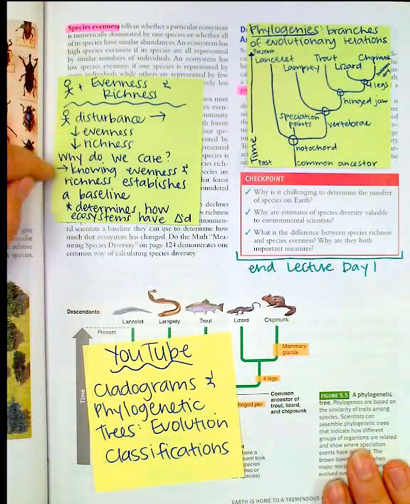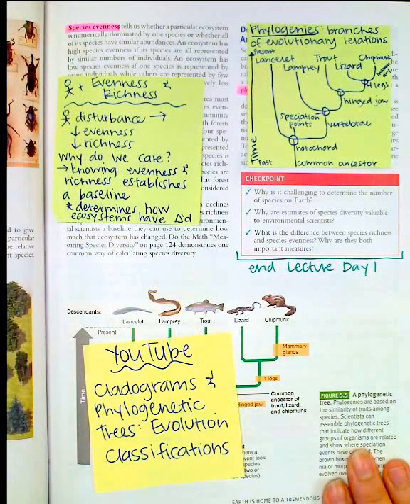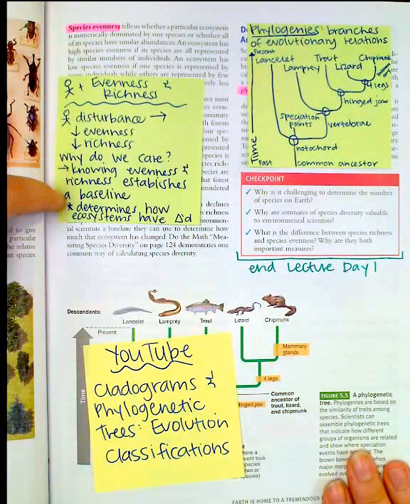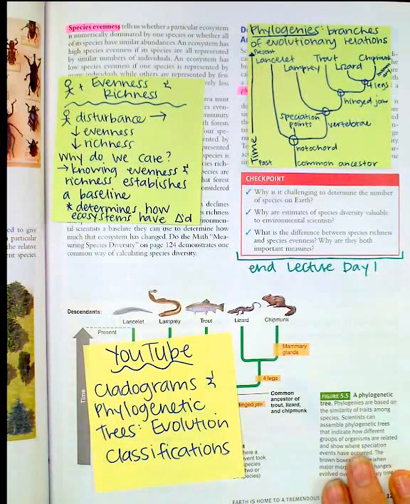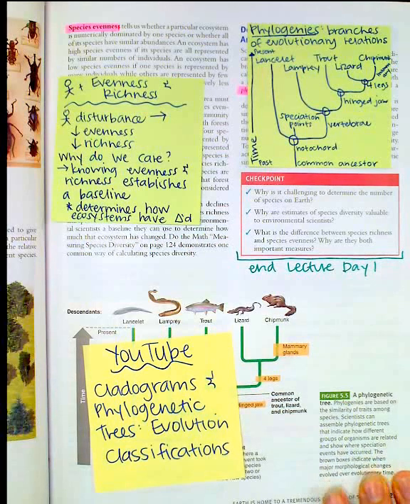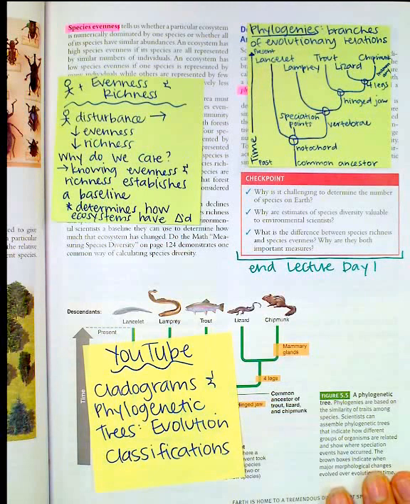Now, why do we care? Knowing evenness and richness establishes a baseline. So we want to be able to do comparisons of like now versus 20 years ago versus 50 years from now. A lot of environmental science is about measuring change over time. It's not as important to know what's happening right at this moment. It's important for us to compare that to like last year or 5 years ago. Like how are these biodiversity things changing?